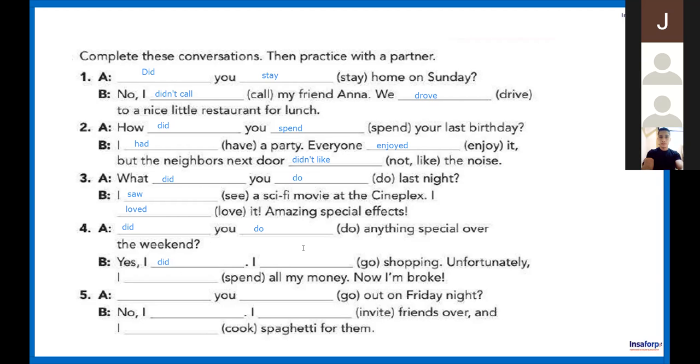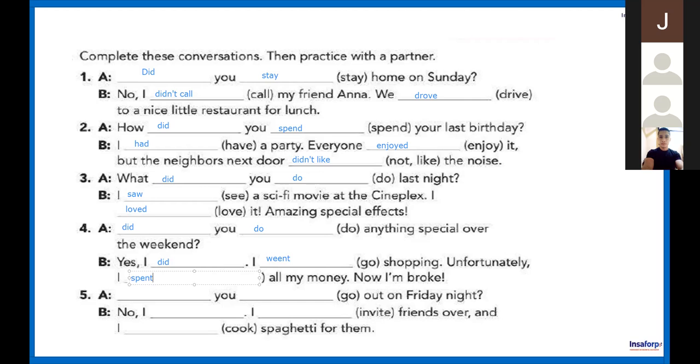Tenemos el verbo go. ¿Cómo me quedaría? In the past, right? I went. That's right. Unfortunately, tenemos el siguiente verbo que es spend. Spend. That's right. Spend all my money. Now I'm broke. Okay, thank you, Adonias.